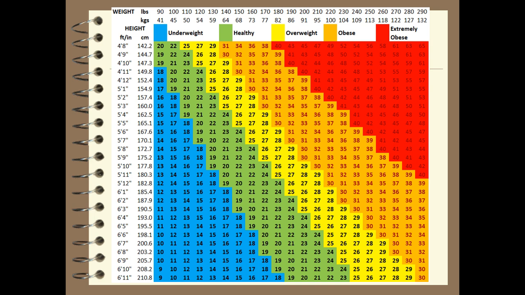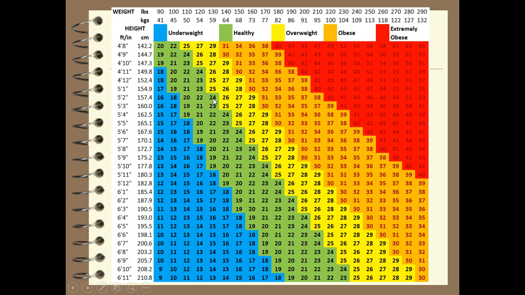You have height here, in feet and inches, and you also have it in centimeters. Now, how do we use a chart like this? For example, Julia is 5'2", 5 feet 2 inches, and she weighs 130 pounds. What is her BMI? Basically, you look for 5'2", and then you try to find 130 pounds.